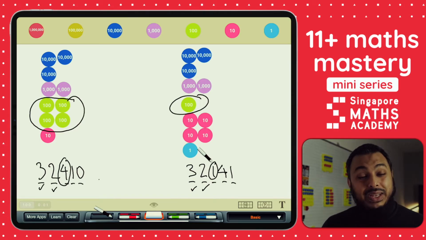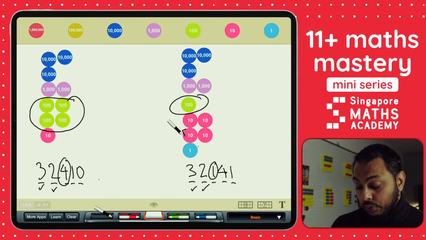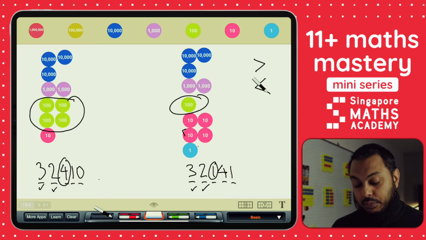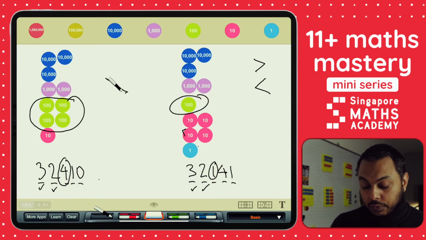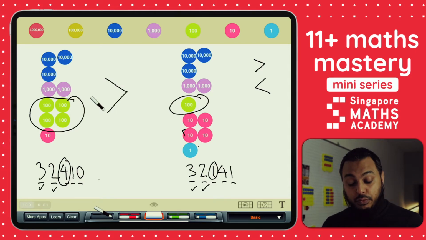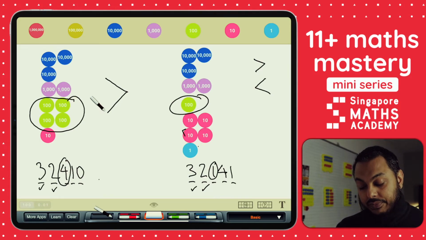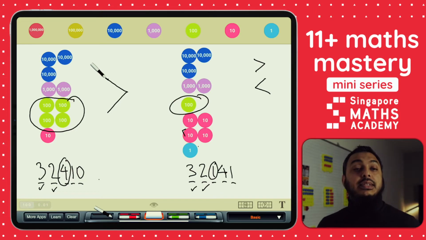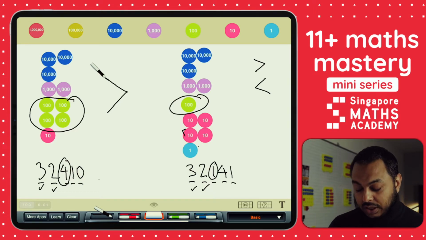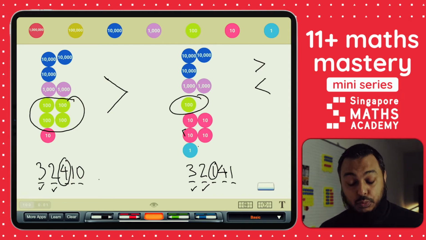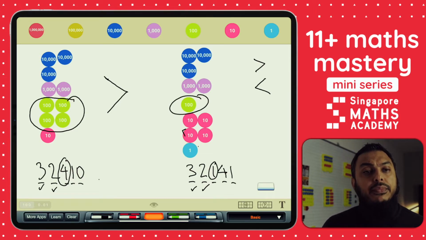And so we need to show that using one of these symbols. We either show this symbol or this symbol. And so what we try to show is that 32,410 is greater than 32,141. So you can think of it as the greater number always shows the smaller number, right? That symbol always points to the smaller number. So we've got 32,141 is a smaller number. So you can see that the symbol is pointing towards the smaller number. So have a go at that. The symbol always points to the smaller number. It can be either side, right?